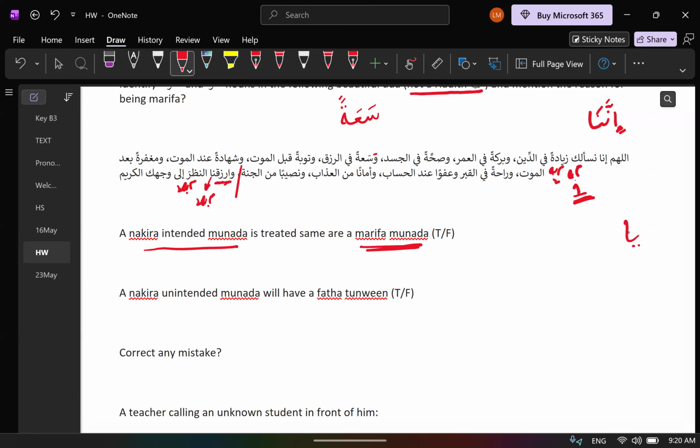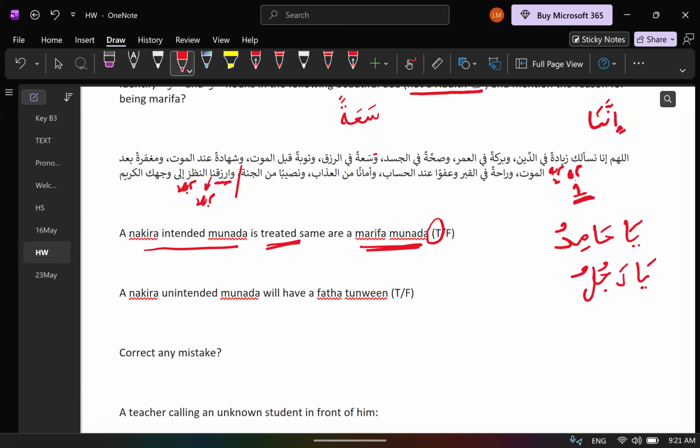We say ya Hamidu, oh Hamid. Now let's take a nakira intended munada: we say ya Rajulu. Are they treated the same? Yes, both are treated the same, so the statement is true. Some of you got confused because of the wording, but if you take an example, it makes more sense. Ya Hamidu, ya Rajulu. A nakira unintended munada will have a fatha tanween.